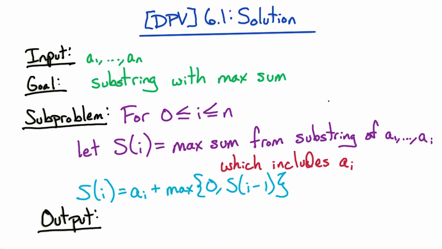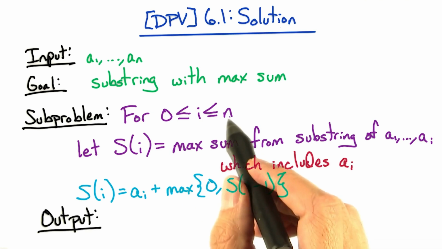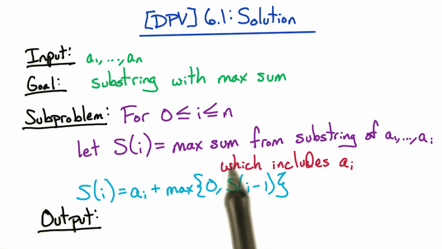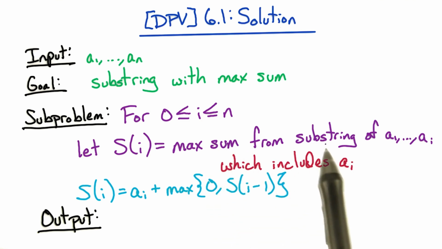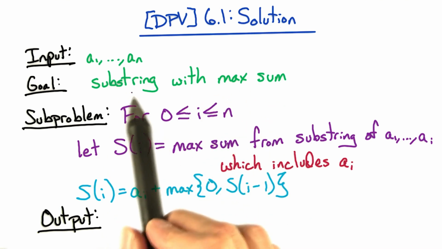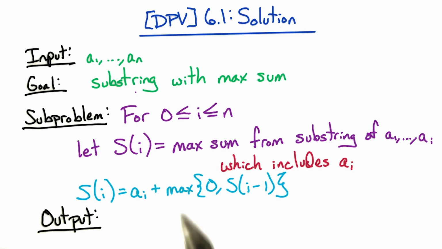And what's the final output of the algorithm? It's not necessarily S of n, because that's the maximum sum from a substring which includes An. But we're just looking for the maximum sum we can obtain from any substring. We don't care what the last character is. So we need to try all possibilities for the last character or number. So we do a max over I of S of I. So we take our one-dimensional table and we look for the max entry in that table.